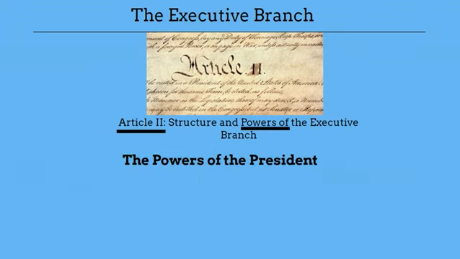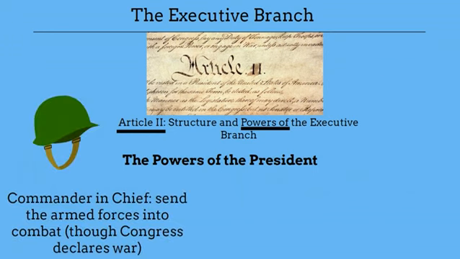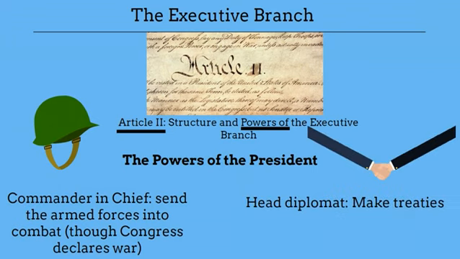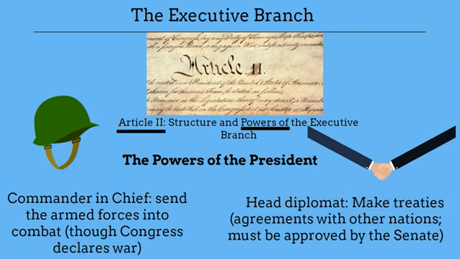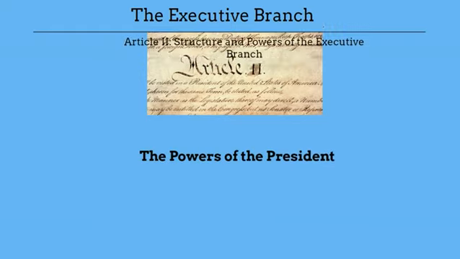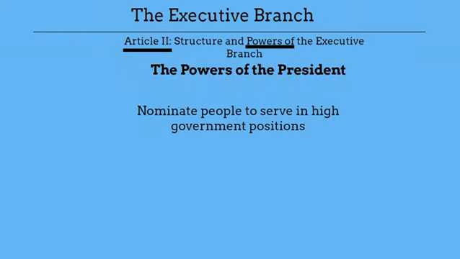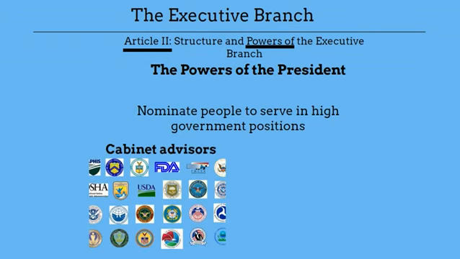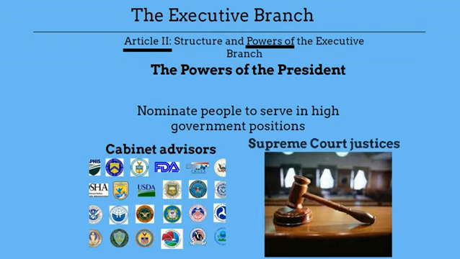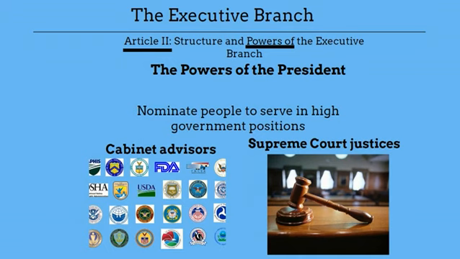Article 2 gives the President a number of powers. As Commander-in-Chief, he has the ability to send the armed forces into combat, though Congress declares war. And as the head diplomat, he makes treaties or agreements with other nations. These must be approved by the Senate if they agree with the treaty. The President also has the power to nominate people to serve in high government positions, such as in his cabinet, and those are the folks who head up the executive departments and act as his advisors, and justices of the Supreme Court, the highest court in the United States. The Senate must confirm presidential nominations if they agree with them.